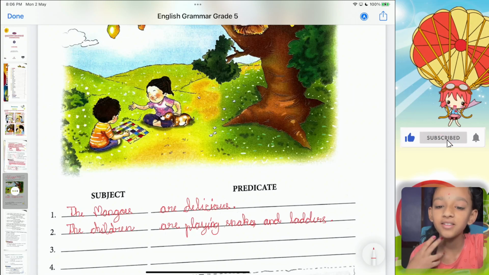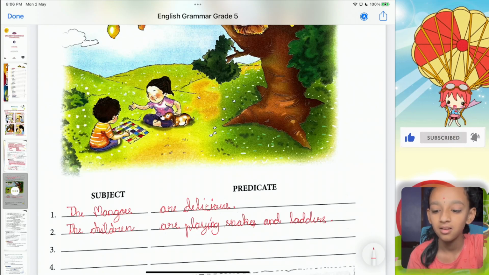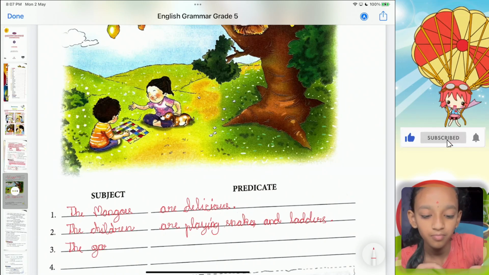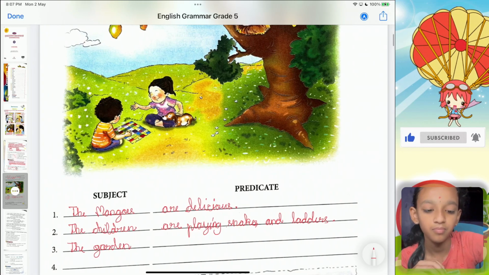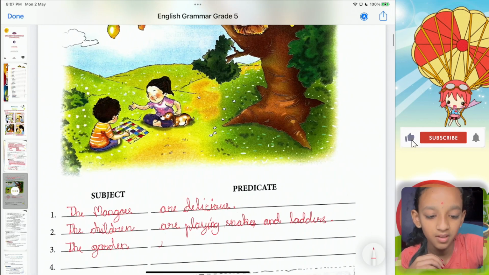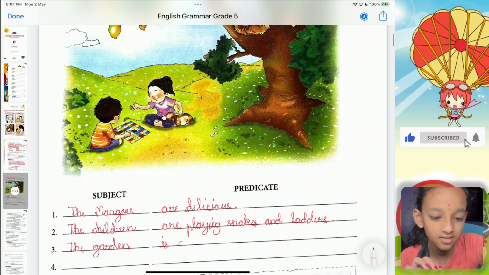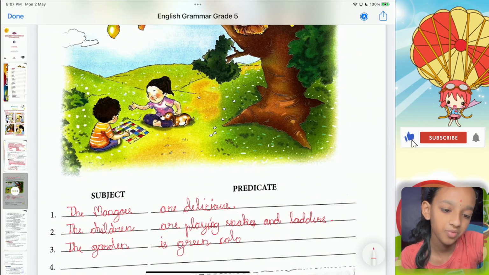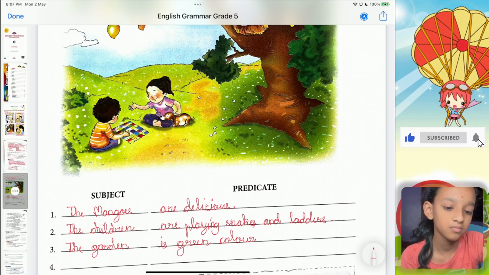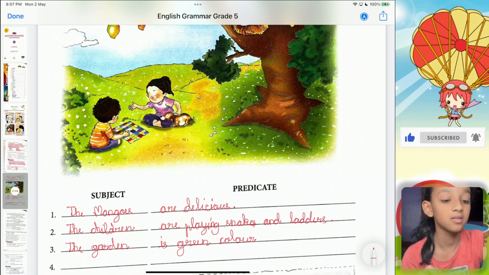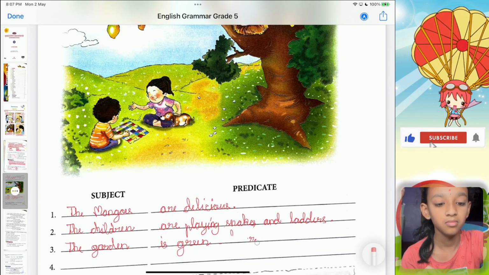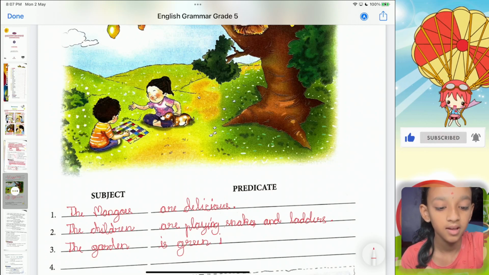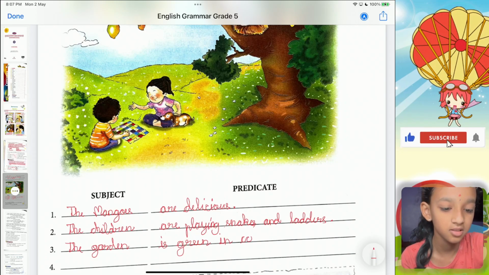The garden is all green. Yeah, you can write that. The garden is the subject. Is all green. Is green in color. Yeah, right, it's green. Is green in color is the predicate.